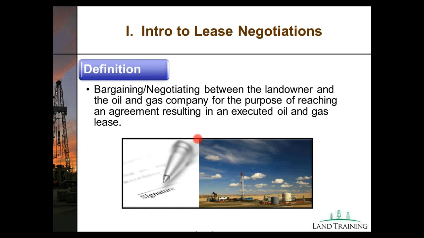So let's begin first with an introduction. Now, as I'm sure you are aware, when we're talking about negotiations, we're talking about bargaining. We're talking about negotiating. We're talking about communicating with the landowner, more specifically the mineral owner, and the oil and gas company. And the whole goal and purpose is to have an executed oil and gas lease. Now, every term in the oil and gas lease is negotiable, every single term. So you need to be prepared for the landowner that wants to change a term that you may or may not be familiar with. But every part of that lease is negotiable.